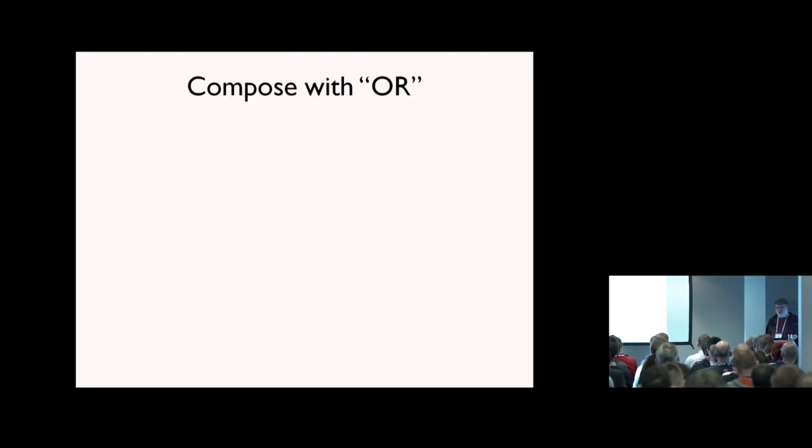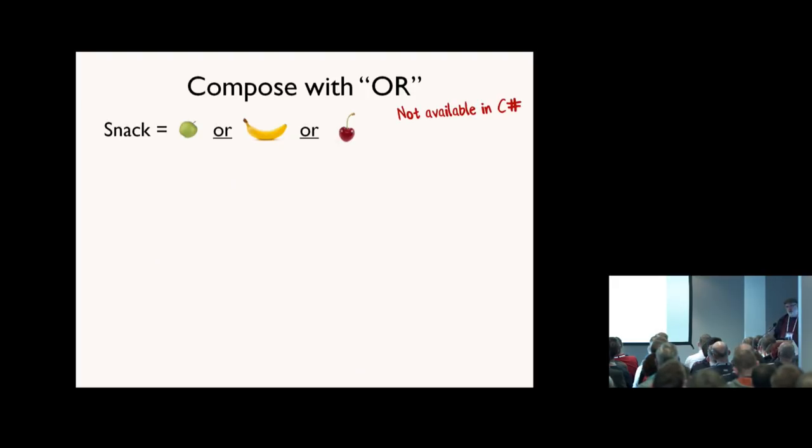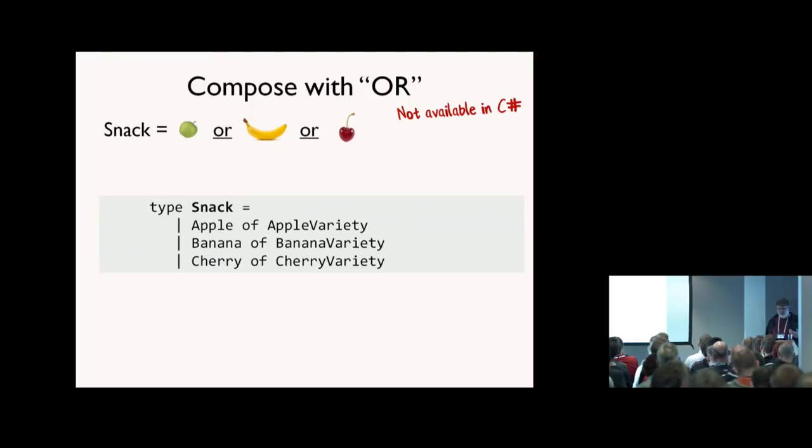It's composing with or. And so let's say I want a snack, and I'm going to have an apple or a banana or a cherry. That's my snack. And like I say, this kind of oring things together is not available in languages you're used to unless you're a functional programmer. And in F-sharp, you write it like this with a vertical bar, for Boolean or. Okay? It's an apple or, it's a banana or, it's a cherry.